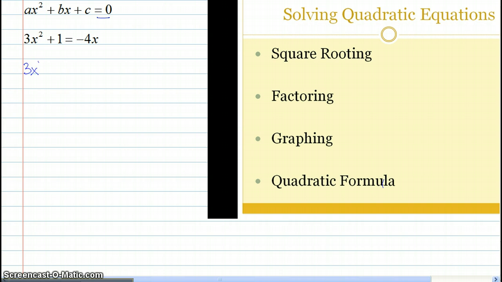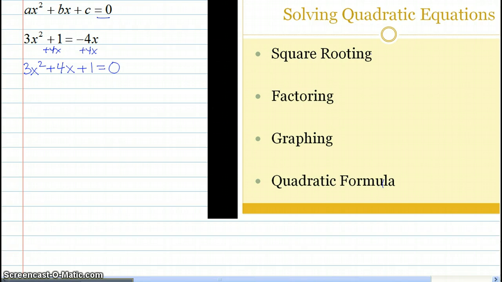So we have 3x squared. You're going to have to add 4x to both sides, and you want to put it in the same order. So 4x and then plus 1 equals 0. Regardless of which method you are using, it always has to equal 0.